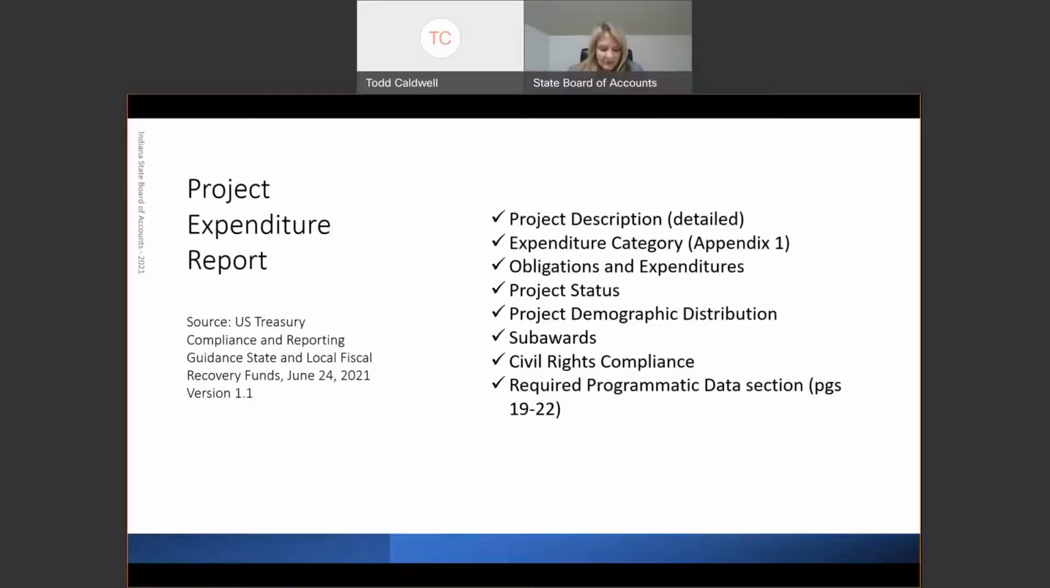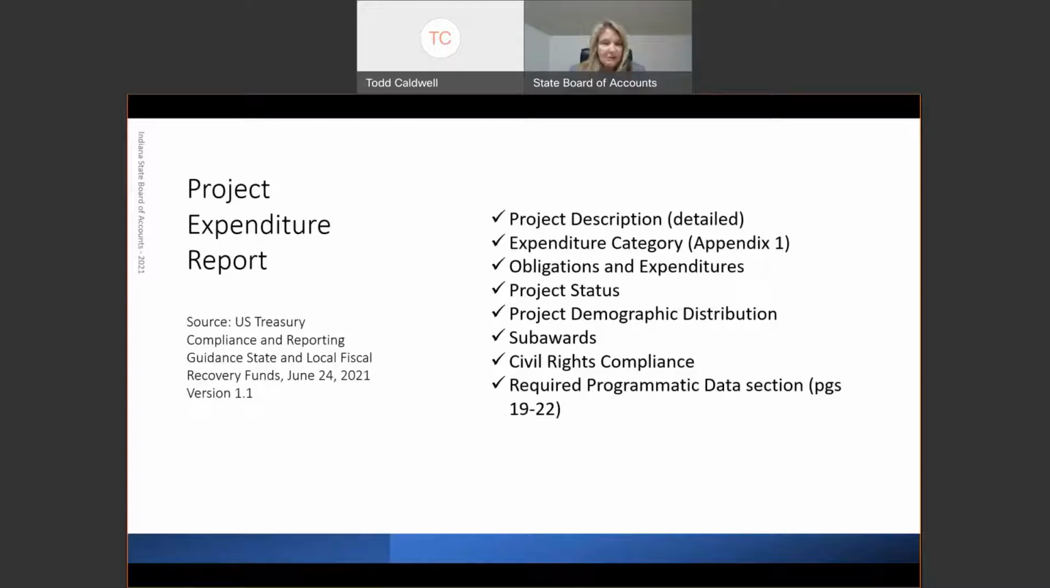There's certain information they're going to want to see if it's targeted to economically disadvantaged communities. There'll be information requested on any subawards that you might have. They do have a civil rights compliance section, and they also have a required programmatic data section, which is on pages 19 through 22 in the report. The type of information that's required here is going to depend on how you described your project and your expense categories.